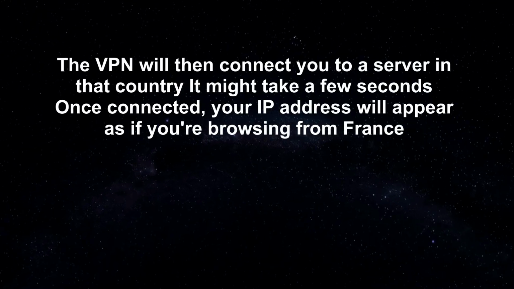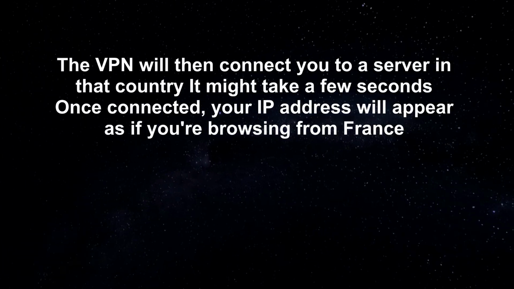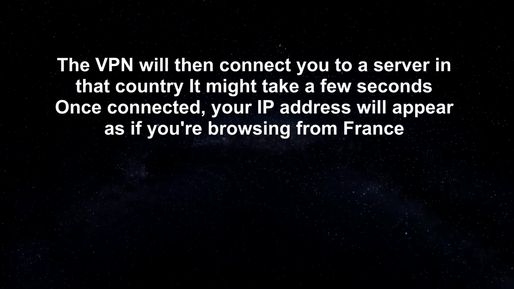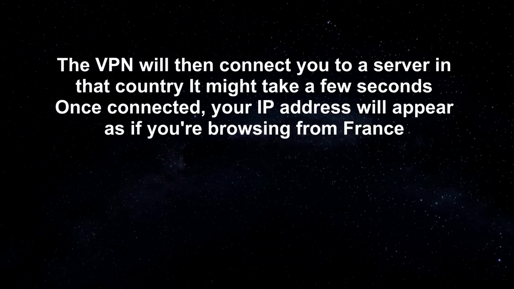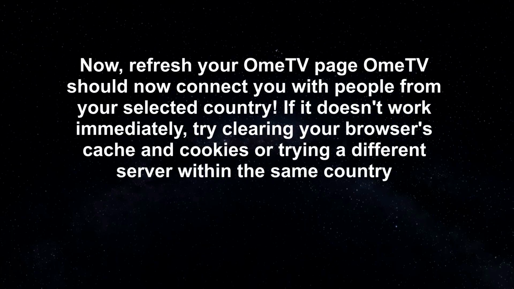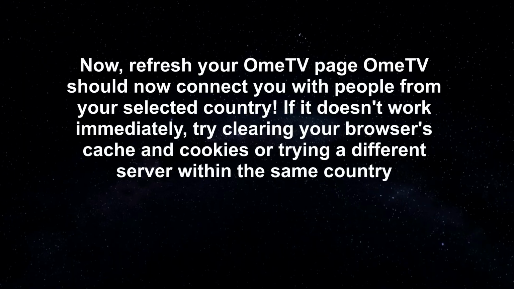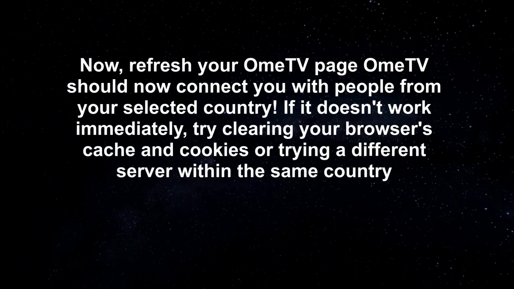The VPN will then connect you to a server in that country. It might take a few seconds. Once connected, your IP address will appear as if you're browsing from France. Now, refresh your OmeTV page. OmeTV should now connect you with people from your selected country.